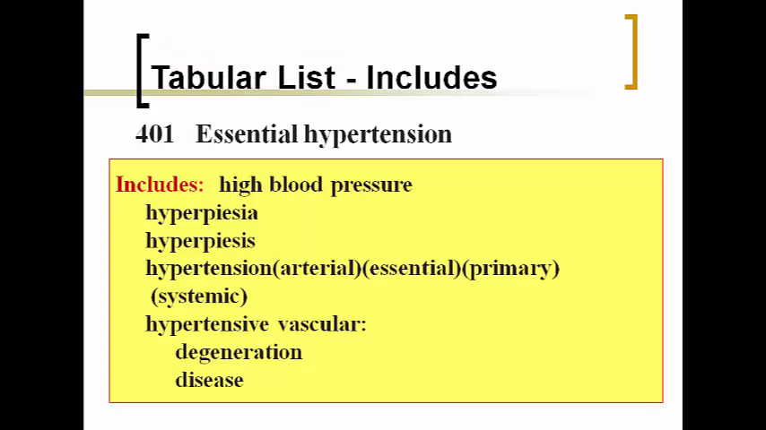Speaking of includes, there are things called an includes note in the tabular list. They are found underneath the category. So for instance, go to code 401 in your tabular list and you will find 401 is the category for essential hypertension. There's an includes box, so all those conditions and diseases are included in the category 401. So if you have essential or arterial hypertension, you are in the right place.